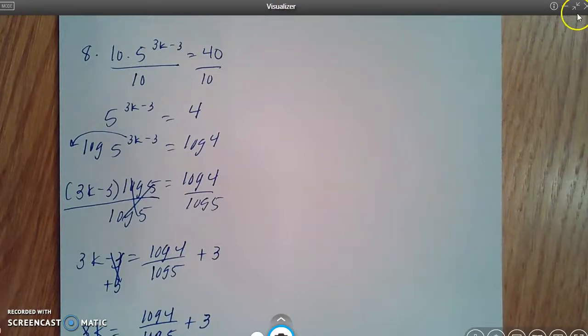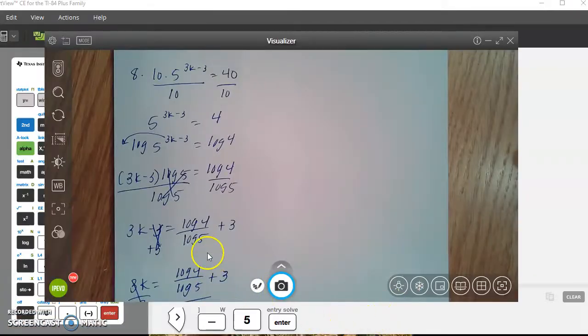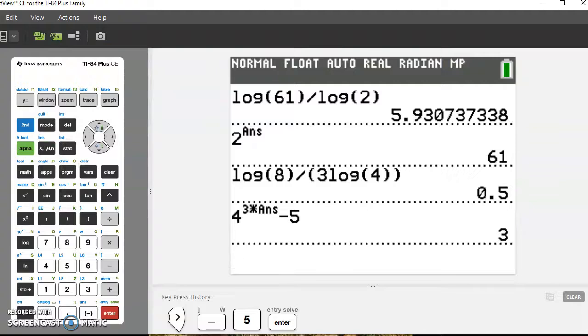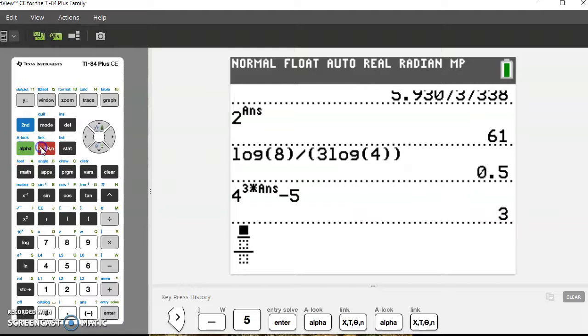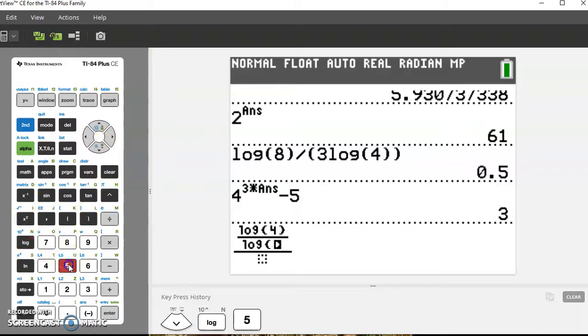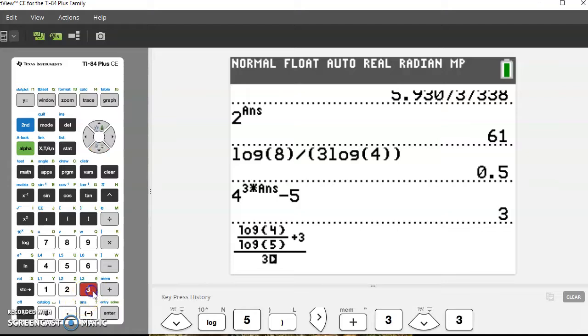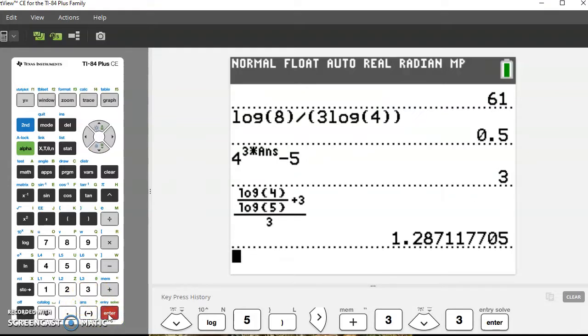Okay, let's see. Now, you could technically do this step right here in the calculator first and then plug it in. I like to just do it all at one time. So we're going to add in our fraction button, and we're going to add it in again. We're going to get log of 4 divided by log of 5. And we're going to do plus 3, arrow to the bottom, and then we'll get our 3 right here. And I got an answer of 1.2871.